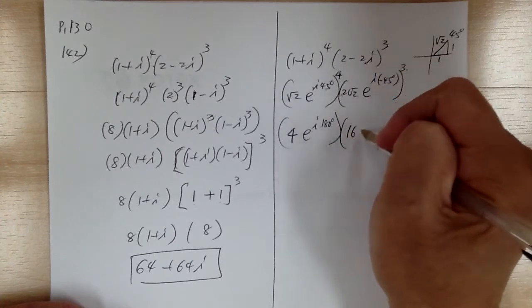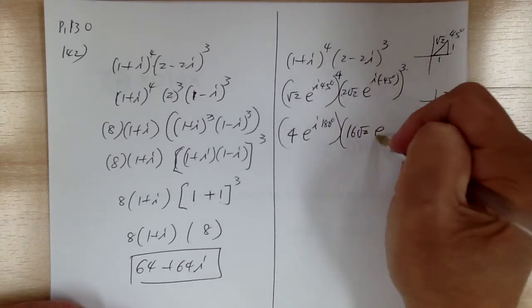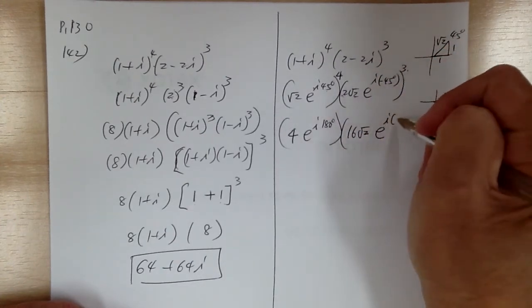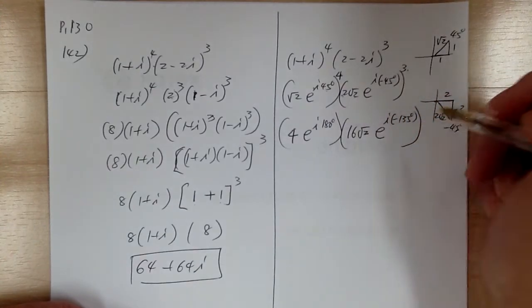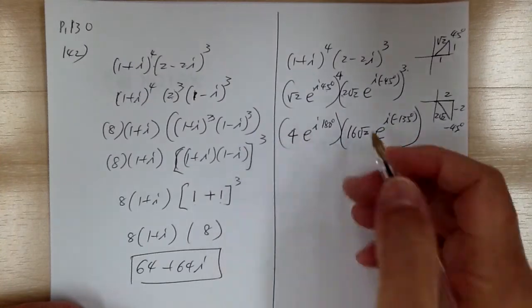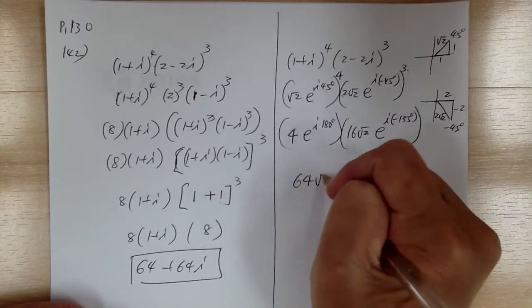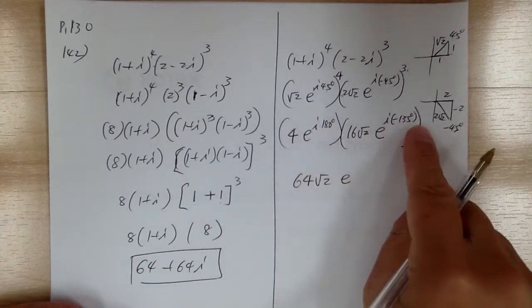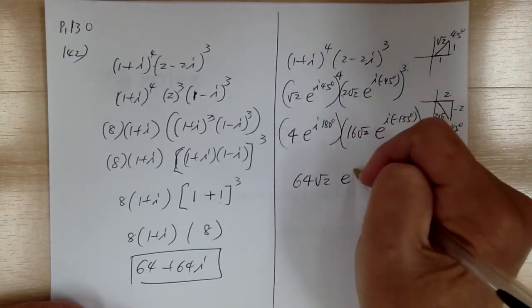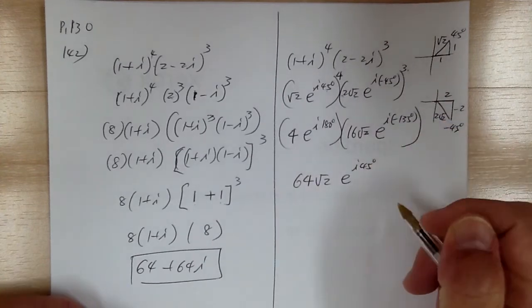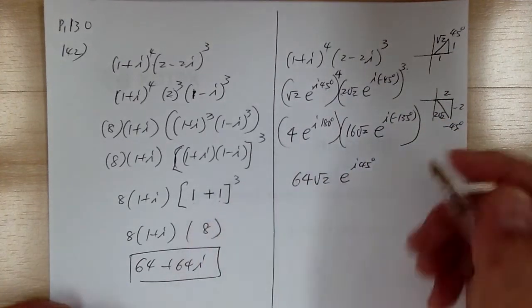So this gives you 16 square root of 2, e to the i of negative 135 degrees. Okay, so now when you multiply this together, you're going to get 64 square root of 2 e to the, when you multiply, you have to add the exponent. So this and this will give you i of 45 degrees.